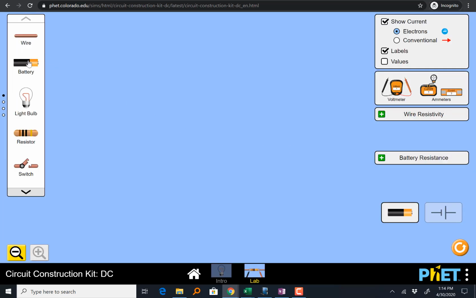And on the left-hand side of the screen, I've got a bunch of different circuit elements: batteries, wire, light bulbs, a resistor, switches, so many more, all the way up to and including a dog, right, that I can put into my circuit. Not something that I've typically listed in the circuit elements. And then on the other side, I've got the ability to show the current.